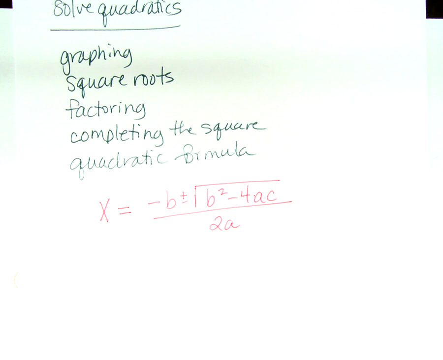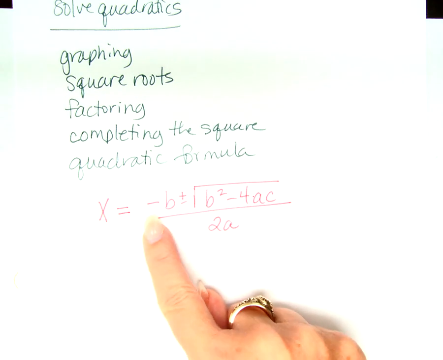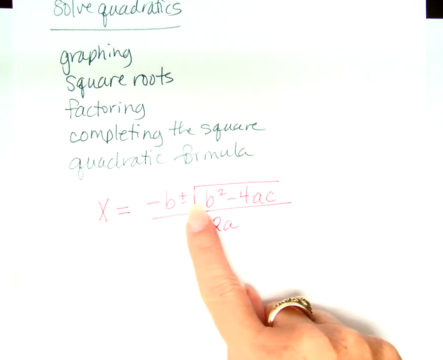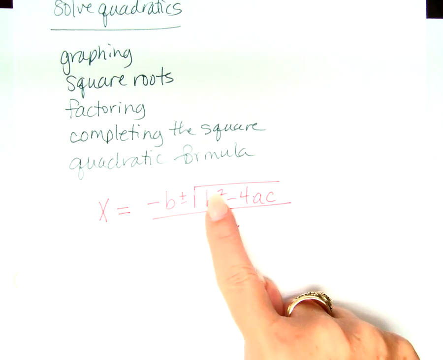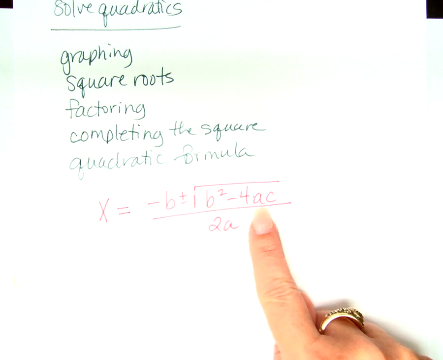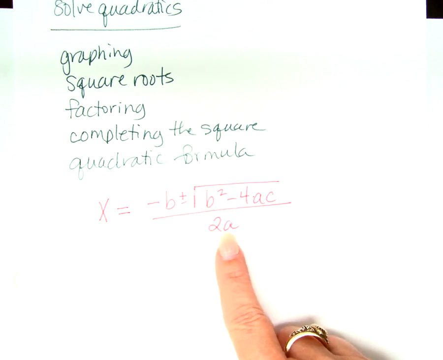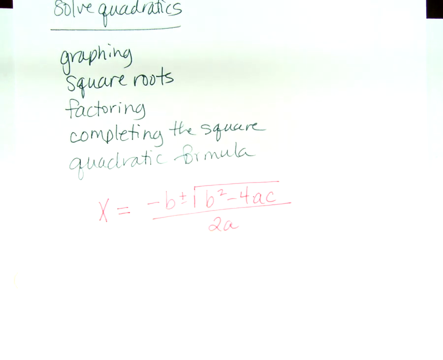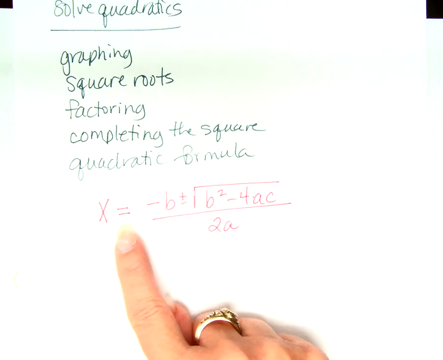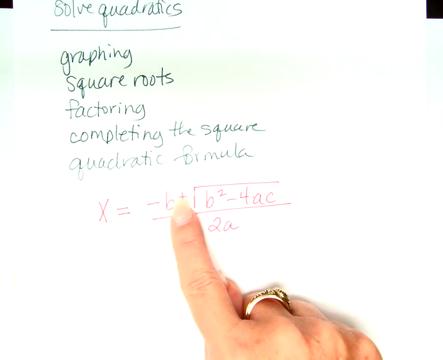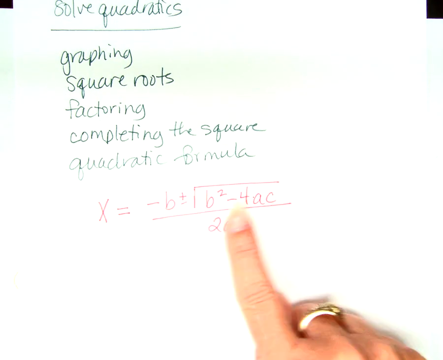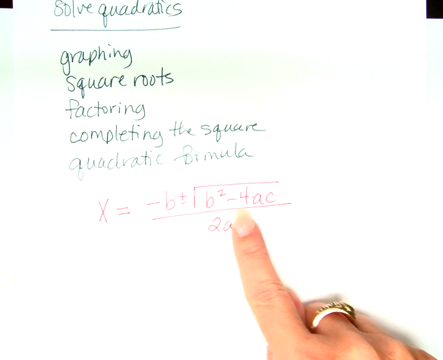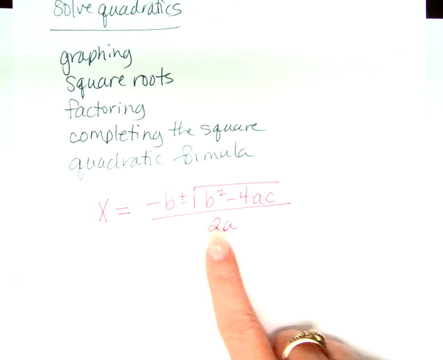Are you ready? X equals negative b plus or minus the square root of b squared minus 4ac all over 2a. One more time. X equals negative b plus or minus the square root of b squared minus 4ac all over 2a.